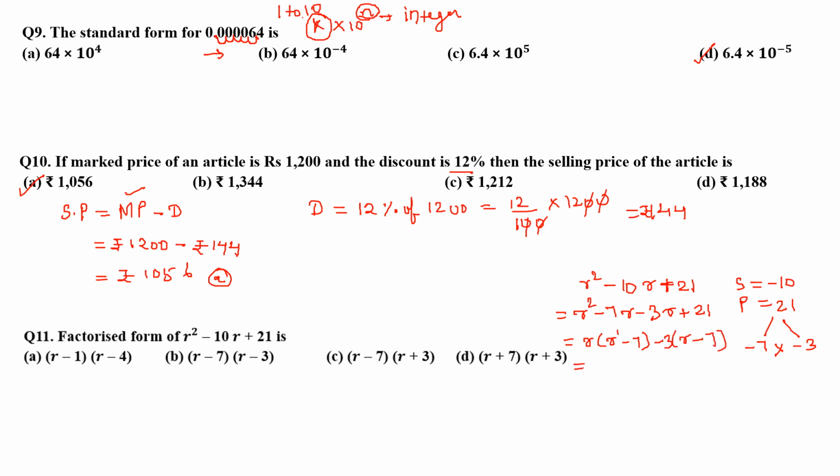Now r minus 7 is common in both the places. So I will take r minus 7 common. So I will be left with r minus 3. So r minus 7 and r minus 3, the correct option is option B. So B is the correct answer. Okay. Now moving to next question.